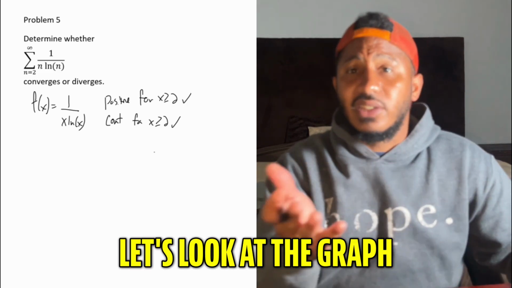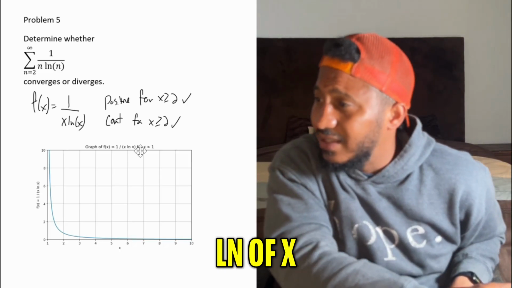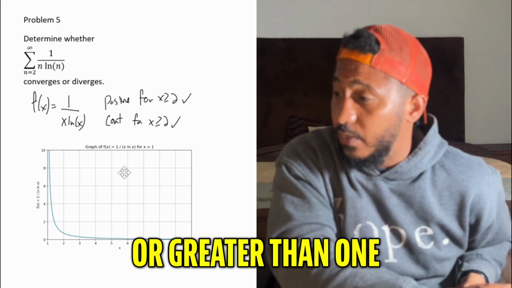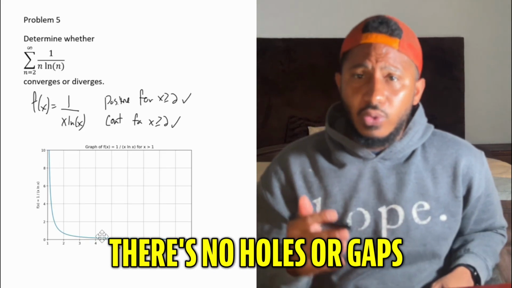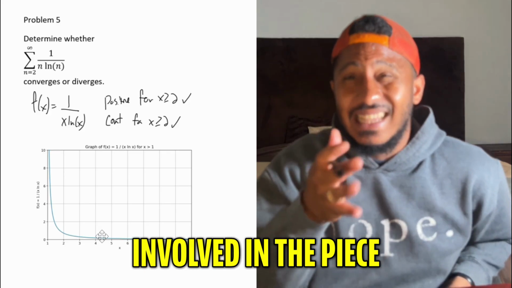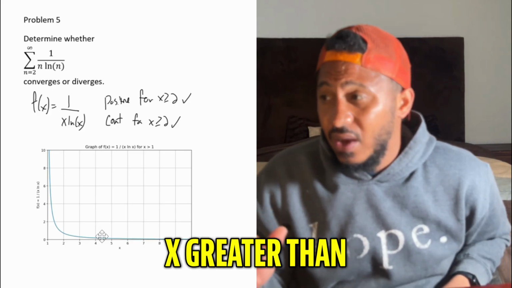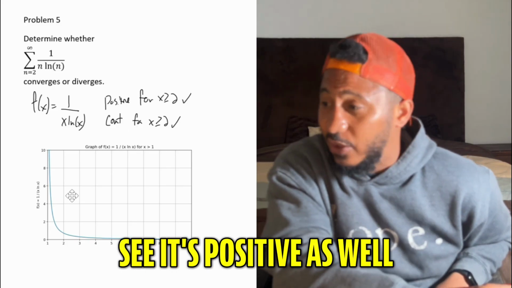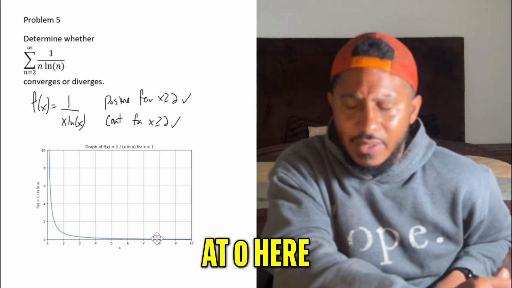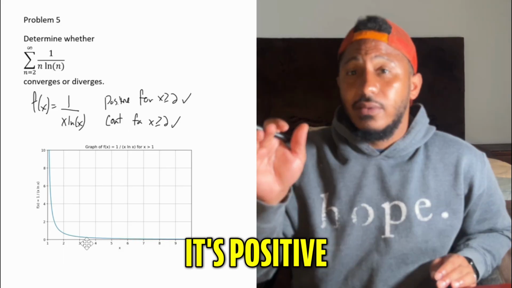Actually, let's look at the graph. So here's a graph of 1 over x ln of x for x greater than or equal to 1. And we see that, yeah, this is continuous, right? There's no holes or gaps and there's no asymptotes involved in the piece that we have for x greater than or equal to 2. So yes, it's continuous on that piece. And we can also see it's positive as well, right? There's a horizontal asymptote at 0 here, but it's positive from 2 to infinity.